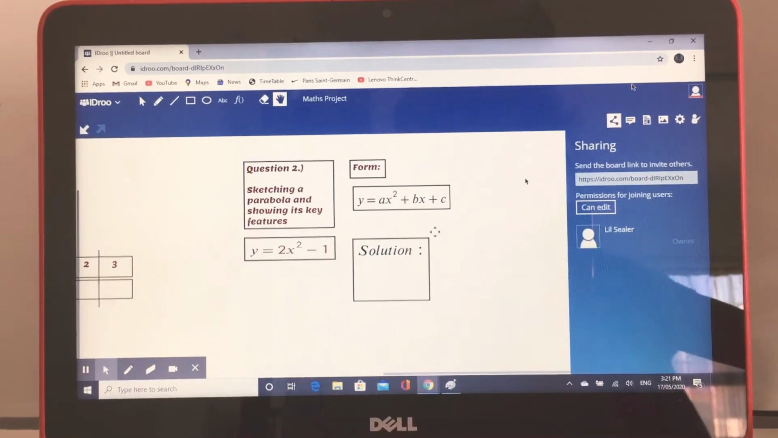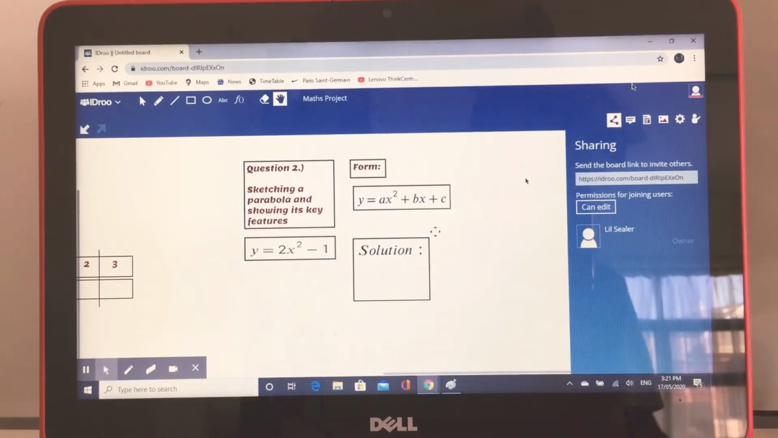Also, the quadratic equation can be plotted using the following 5 steps. So 1 is complete a table of values. 2 is draw a set of approximately sized and scaled axes. 3, plot the points from the table. 4, join the points with a smooth curve. And 5, label the graph and the axis of symmetry.